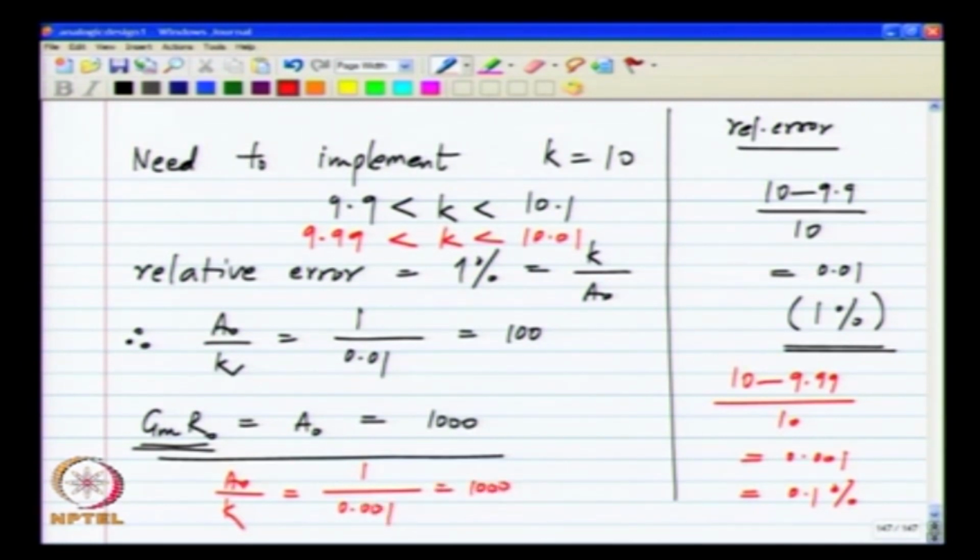Okay. The DC loop gain itself has to be 1000, so that you get a 0.1% relative error in the gain, or 0.1% relative error in the DC output, steady state output, and this implies that A naught has to be 10,000. Okay. So, the more the accuracy you want, the higher the value of A naught you want. So, which means that you have to take more care in the design of your op amp, so that it gives you a high DC gain.